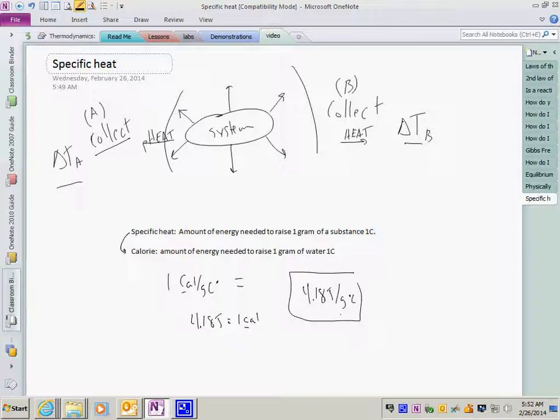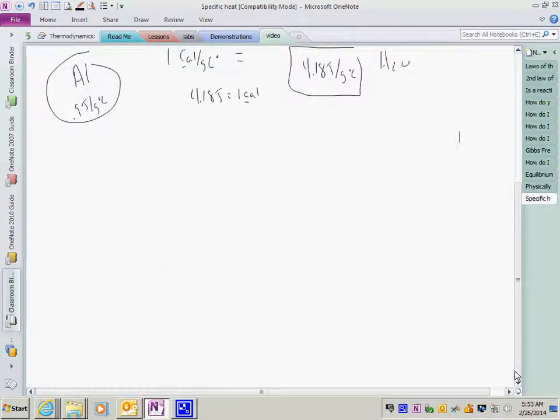So unlike, for example, aluminum, so this is my H2O, and this is my aluminum collector. In that case, aluminum specific heat is 0.9 joules per gram degree Celsius. Right? 0.9, quite a bit less than this. So if two of these were to collect the same amount of energy, they both get the same amount of energy. It's just that the reflection in the change in temperature is different.